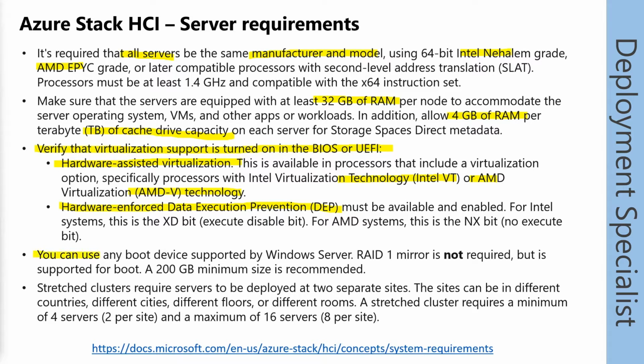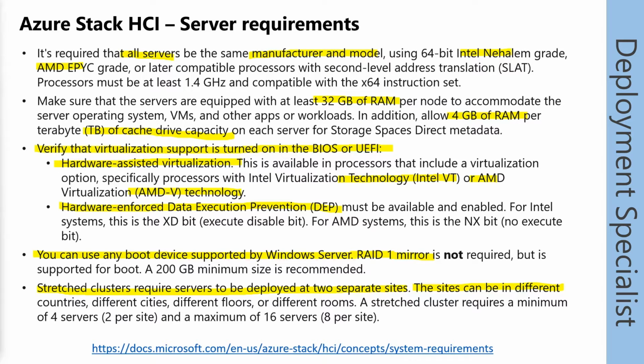We can use any boot device supported by Windows Server. It can be a RAID 1, it can be a mirror device, but it's not required to have redundancy for the operating system device, so it depends on your preference. We can start with 2 servers. If we want to build a stretch cluster, we need minimum 2 servers per site, so the minimum configuration is to have 4 servers in a stretch cluster. The sites can be in different countries, different cities, different floors, different rooms. It depends on your stretching scenario.